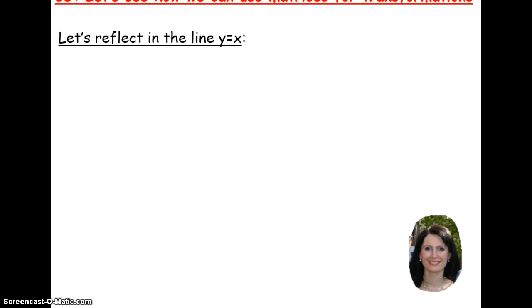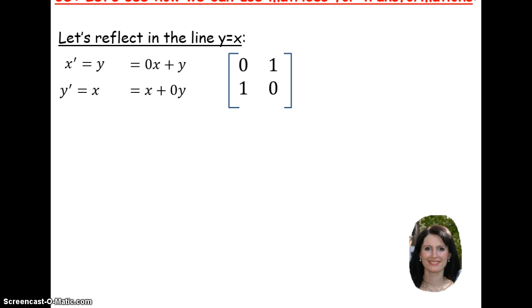Let's now look at reflecting in the line y equals x. So if you think about what that actually means, what the equation y equals x is, it makes sense that our x image will be the y value and our y image will be our x value. They give us the equations 0x plus y and x plus 0y. Set up a matrix, and there you have it.